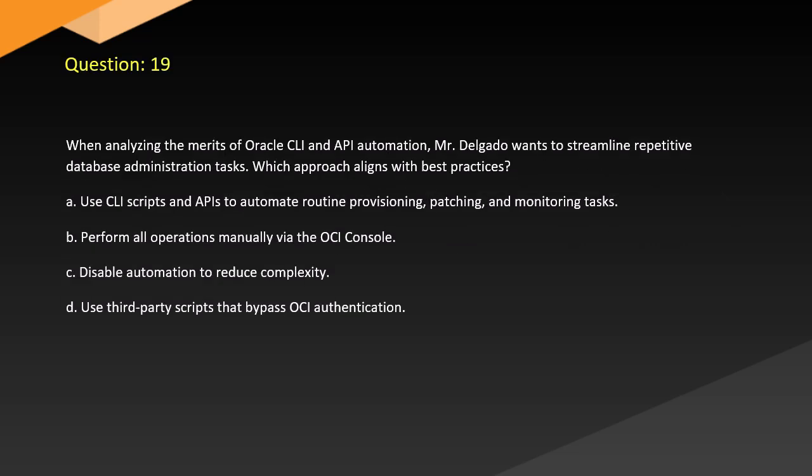Question 19. When analyzing the merits of Oracle CLI and API automation, Mr. Delgado wants to streamline repetitive database administration tasks. Which approach aligns with best practices? A. Use CLI scripts and APIs to automate routine provisioning, patching, and monitoring tasks. B. Perform all operations manually via the OSI console. C. Disable automation to reduce complexity. D. Use third-party scripts that bypass OSI authentication.